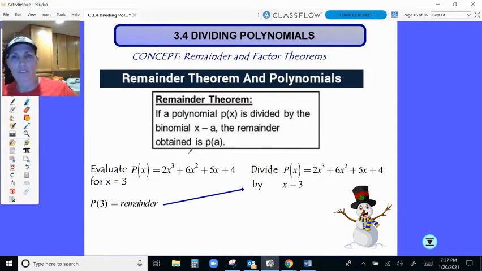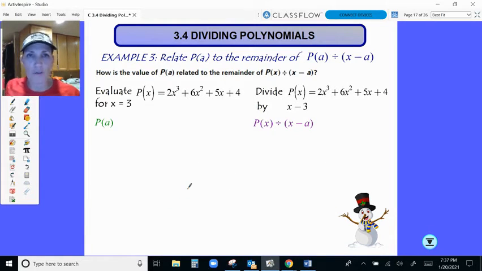The remainder theorem is: if a polynomial p of x is divided by a binomial x minus a, the remainder obtained is p of a. That's kind of confusing. So what I'm going to do for you here is show you, if we have a big polynomial right here, and we want to evaluate it for x equals 3, we're going to get the same thing as if we divide by 3 here, and whatever the remainder is, that is what p of 3 is, okay? And I'll show you what I mean here.